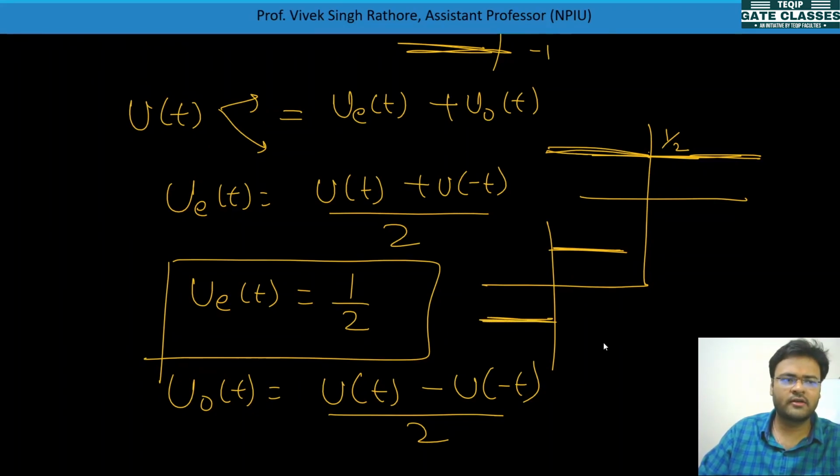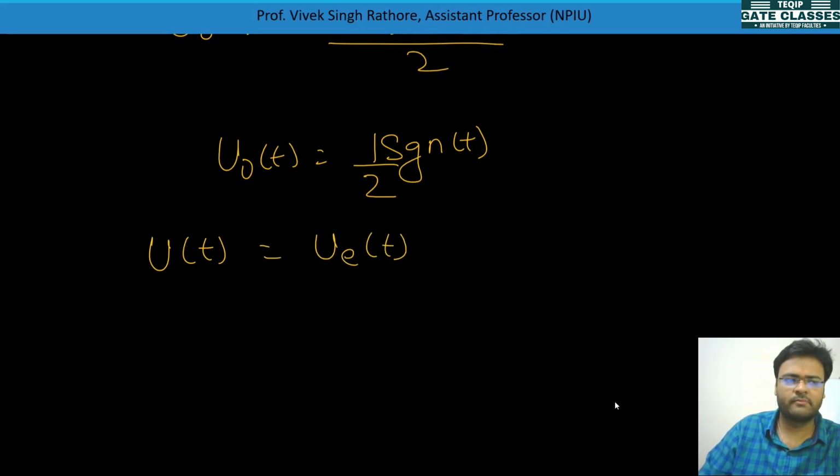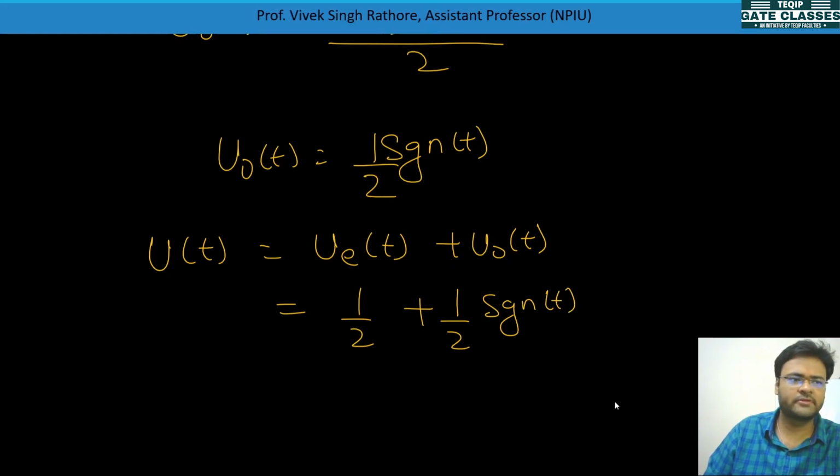So the magnitude is half. Okay, so we can plot it, this is the signum function. So u of ot will be signum of t with the amplitude half. Now if you say u of t will be equal to u of et plus u of ot, then it can be half plus half of signum t. This can be represented as ut.